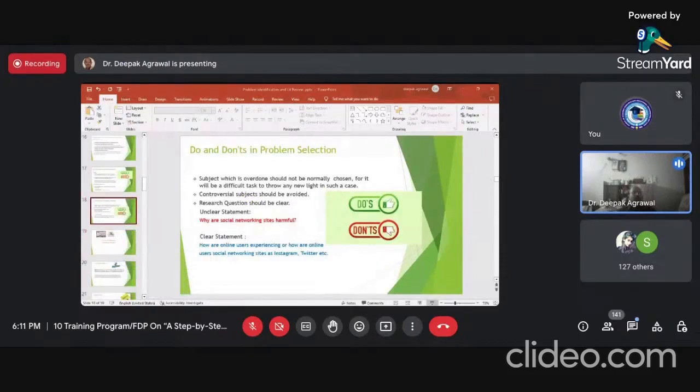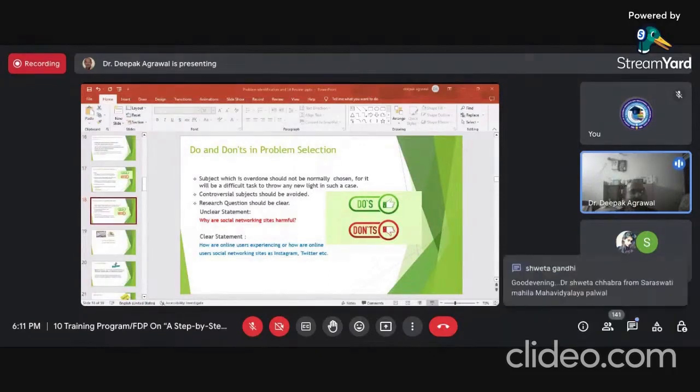These are some of the don'ts. Avoid using those subjects on which work is to be found to a very large extent, because it will be really a challenge to throw new light on such a case. That means it will be very difficult to provide some newly identified aspects in such types of works.